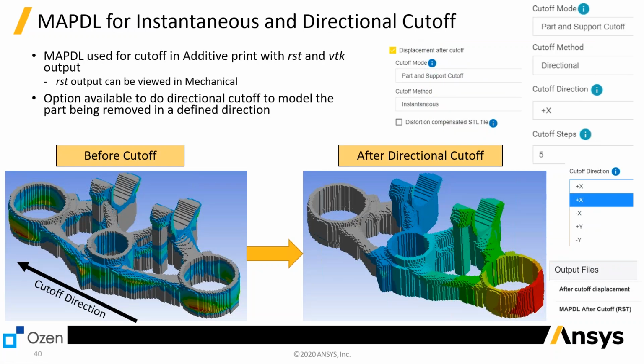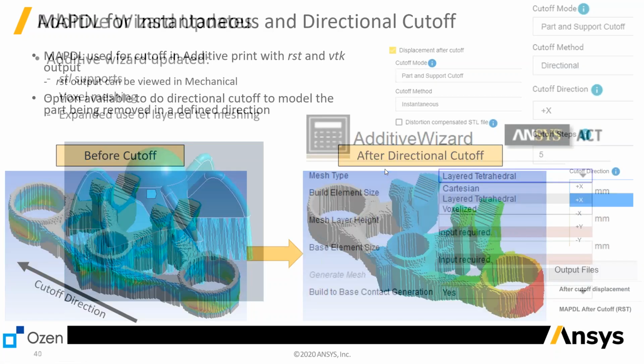Another thing added in Workbench Additive is the use of the cutoff. We can now use it by direction. That was used before using an APDL in Additive Print, but now we can use it here as well by defining which direction we are interested in for the cutoff.